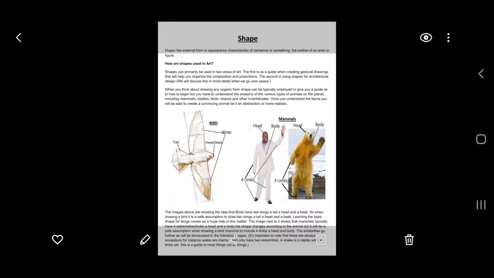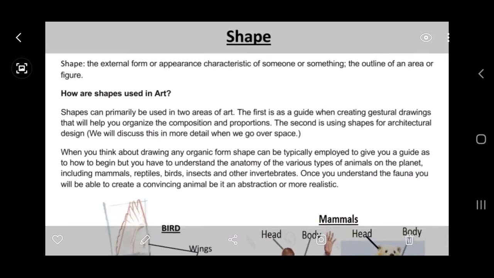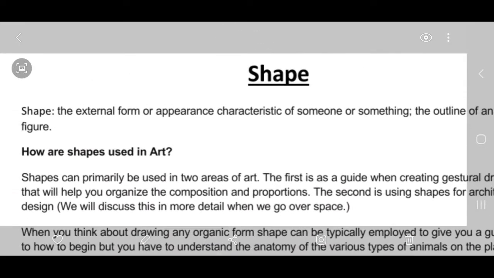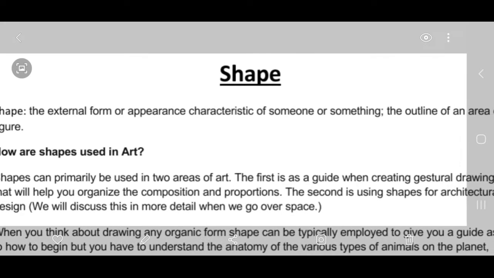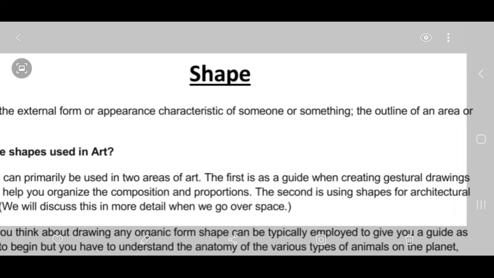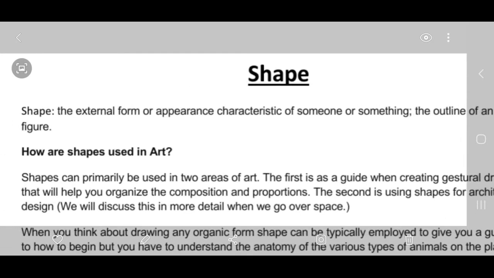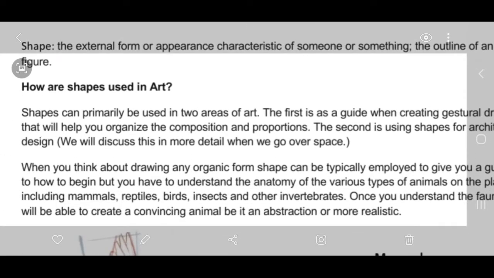All right, guys, I'm going to read this handout, but I'm going to zoom in so you can actually read along with me if that's your choice. And let's begin. Shape, the external form or appearance characteristic of someone or something, the outline of an area or figure. How are shapes used in art?